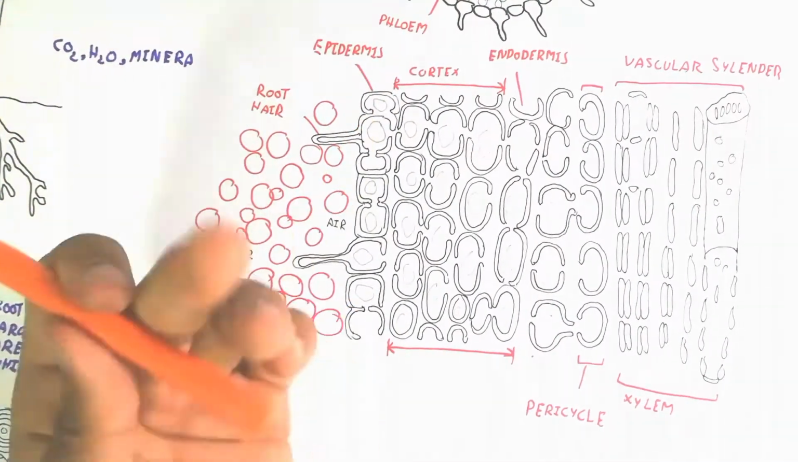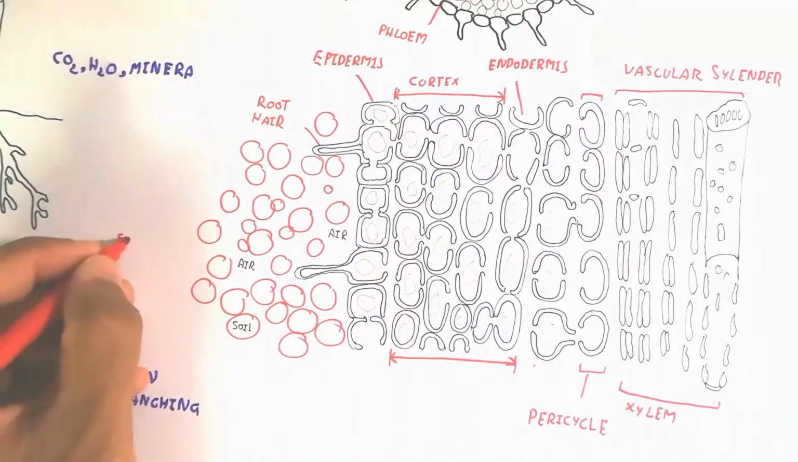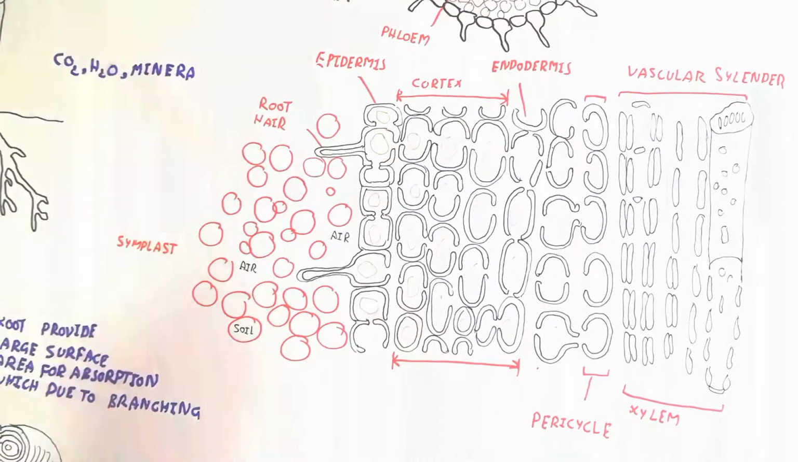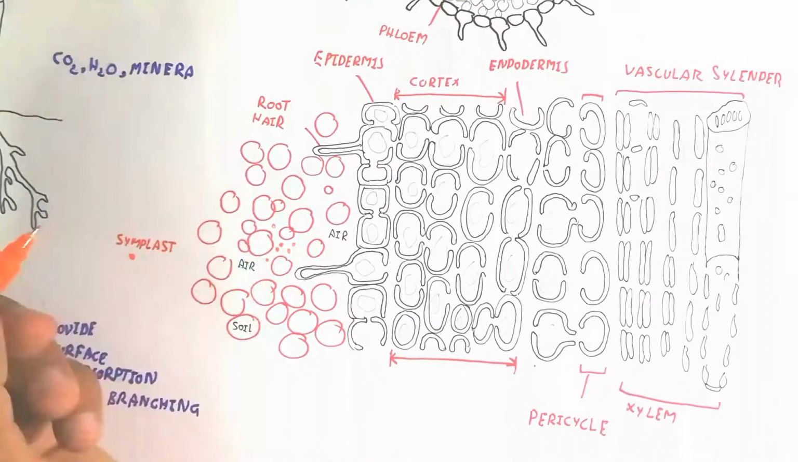That is xylem, and here the pericycle is present. And here basically I will give you a concept. So here is the Symplast pathway. Now we will talk about the Symplast pathway.